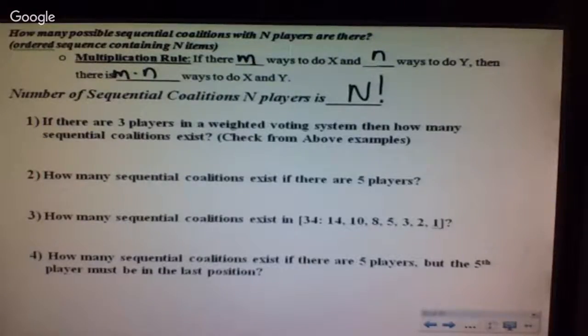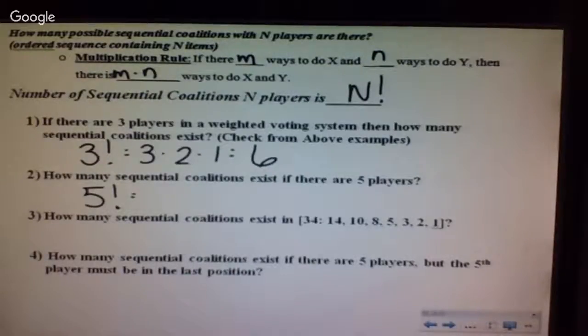So if I have 3 players in a weighted voting system, how many sequential coalitions exist? 6. This is your 3 factorial, or in other words, 3 times 2 times 1, which is 6. If I up that to 5 players, how many sequential coalitions do I have? 5 factorial gives me what?